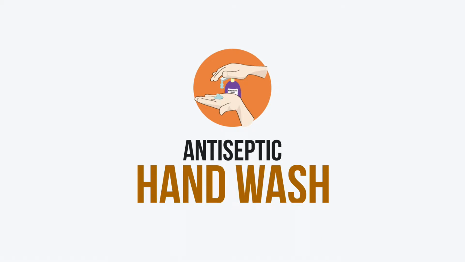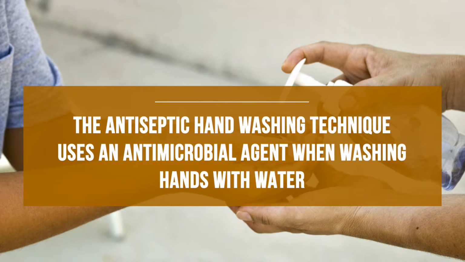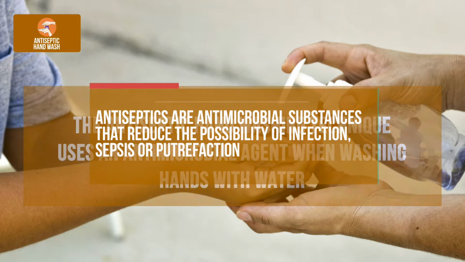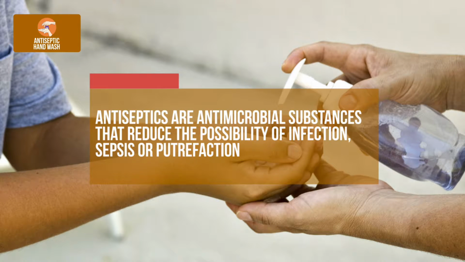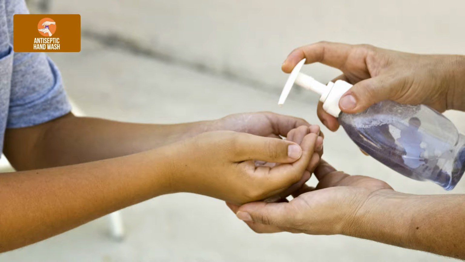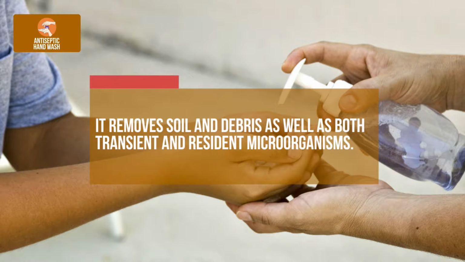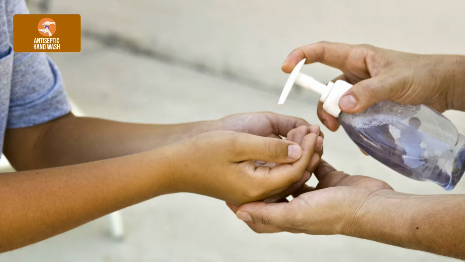The antiseptic hand washing technique uses an antimicrobial agent when washing hands with water. Antiseptics are antimicrobial substances that reduce the possibility of infection, sepsis, or putrefaction. It removes soil and debris as well as both transient and resident microorganisms. The procedure is similar to hand washing with soap, except that it involves the use of an antimicrobial agent for greater efficiency.